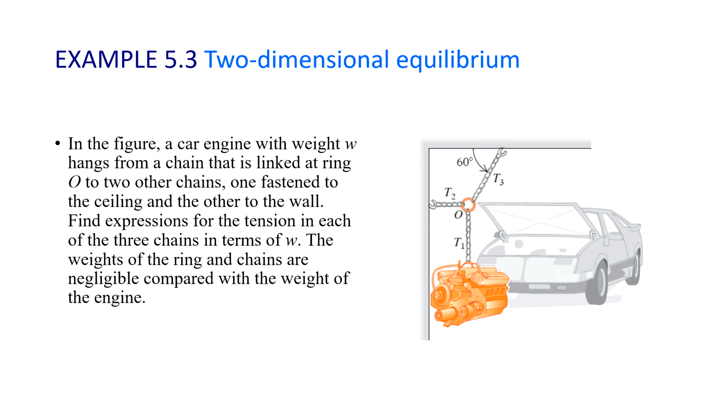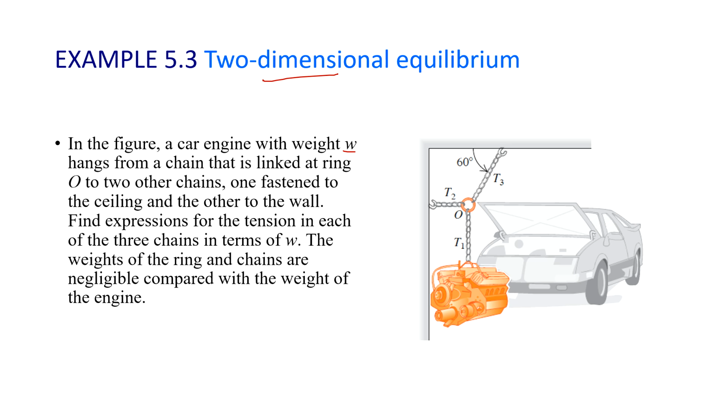So let us first consider a case of two-dimensional equilibrium. This is example 5.3 from our reference book. In the figure, a car engine with weight W hangs from a chain that is linked at ring O to two other chains, one fastened to the ceiling and the other to the wall. So that is given in this picture.